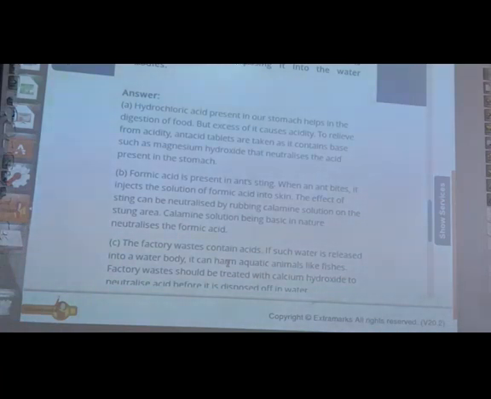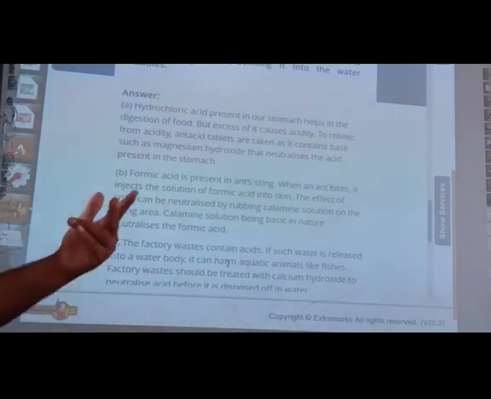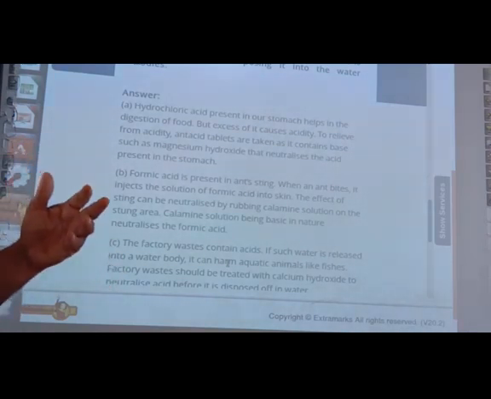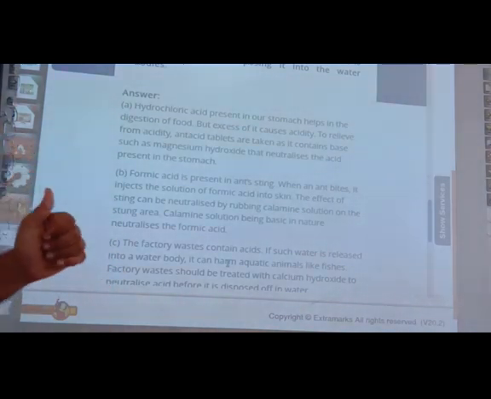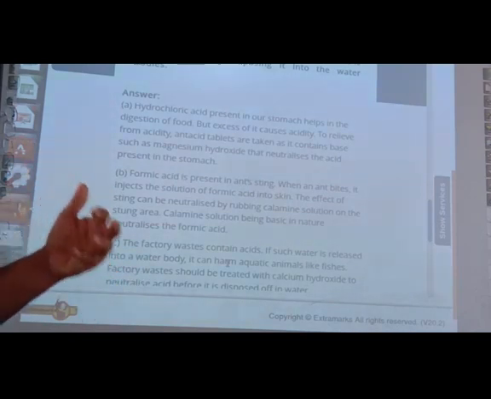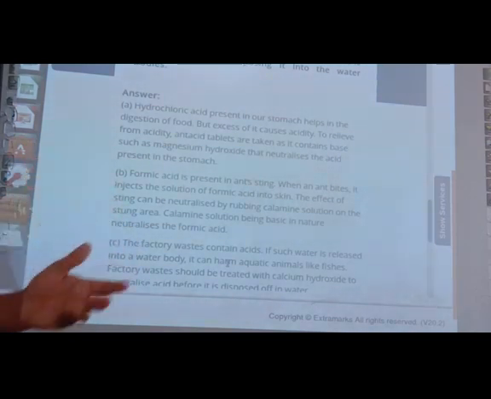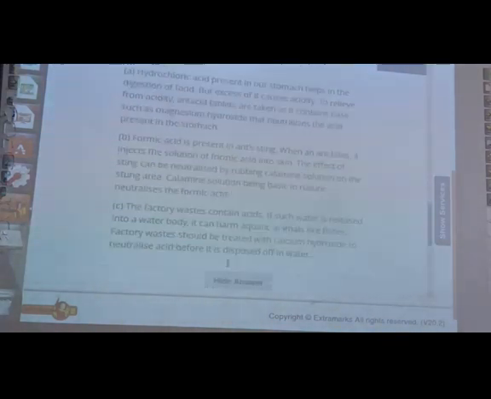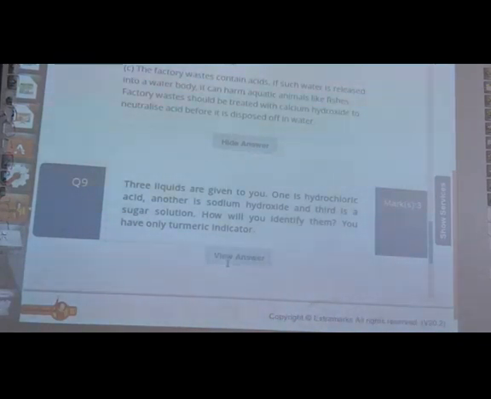Why should factory waste be neutralized before disposing it into water bodies? Factory waste contains acidic substances. If they are not neutralized before disposing it into water bodies, then those acids may kill aquatic animals like fishes. That is why they should be neutralized before disposing it into water bodies. Okay. Now question number 9.